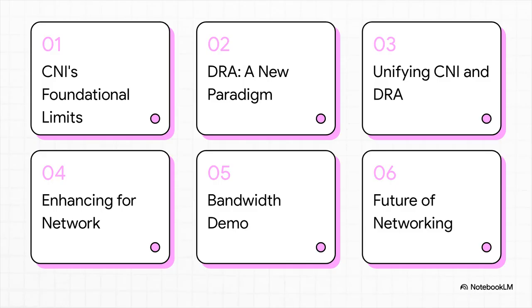Okay, so here's our roadmap for this masterclass. First, we have to set the stage. We'll start by digging into the foundational limits of the tool we all know, the Container Network Interface, or CNI. Then, once we understand the problem, we'll introduce the solution, DRA, a whole new paradigm. After that, we'll look at how these two worlds, CNI and DRA, are being brought together and what new superpowers this combination unlocks. We'll then see it all happen live in a guaranteed bandwidth demo. And finally, we'll zoom out and talk about what this all means for the bigger picture, the very future of native networking in Kubernetes. So, let's get into it.